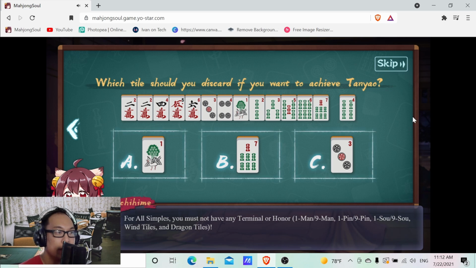Okay, so it's another quiz. Which tile should you discard if you want to achieve Tanyao, or all simples? I don't expect you guys to memorize the Japanese names, by the way.